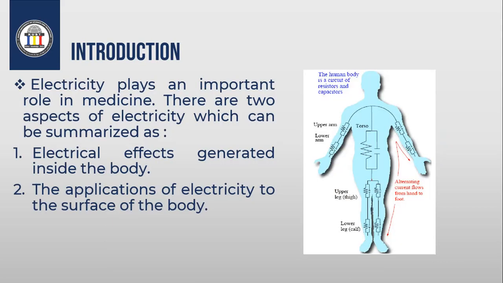Start with the introduction. Electricity plays an important role in medicine, and we have 2 aspects of electricity. We have electrical effects generated inside the body. So how can the electrical signal be generated inside our body, and how can we make the signal move through the body? And the application of electricity to the surface of the body: how can we measure this electrical signal by using devices?